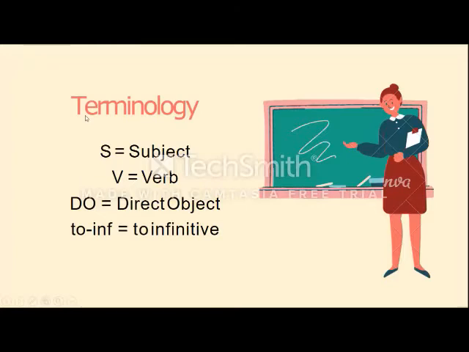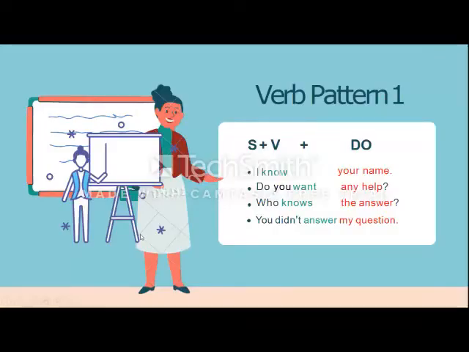Okay, for this material, we need to remember that there are some terminologies used in this paper. S is for the subject, V is for the verb, DO is for direct object, and to-inf is for to-infinitive. Okay, the first verb pattern consists of S plus V plus DO: subject plus verb plus direct object.